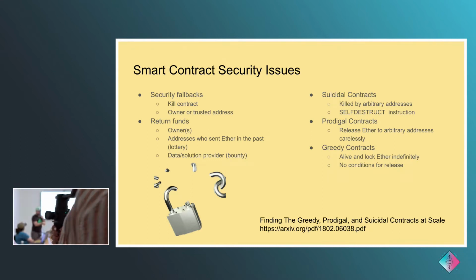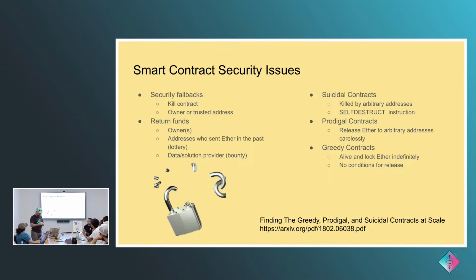The prodigal contracts release ether to arbitrary addresses carelessly. When we think about how we might want to release funds, we might release them back to an owner, like in the instance of a contract being destructed. Or if we are running a lottery, we might send ETH to addresses that have contributed in the past. Or if we're running a bounty program, somebody sends in a solution and you want to release funds. So it makes sense that you should be able to authorize an address to send funds. But in the prodigal contracts, any address could just say, hey, send me some money, and money was sent, right?